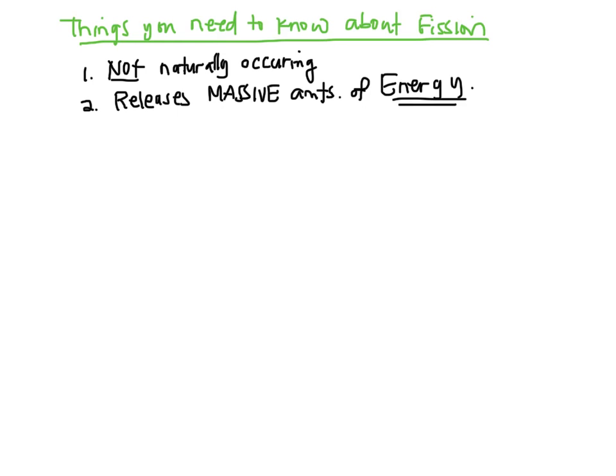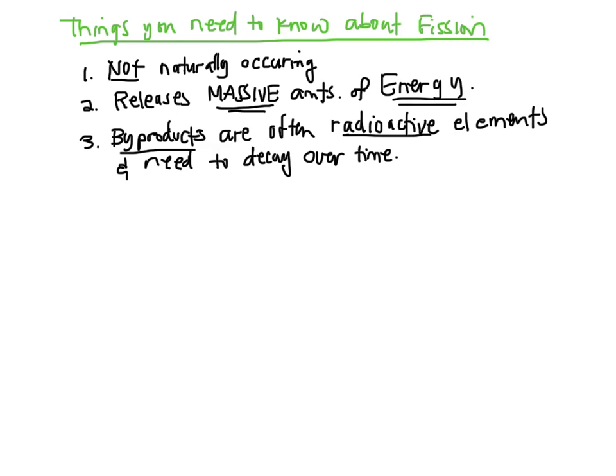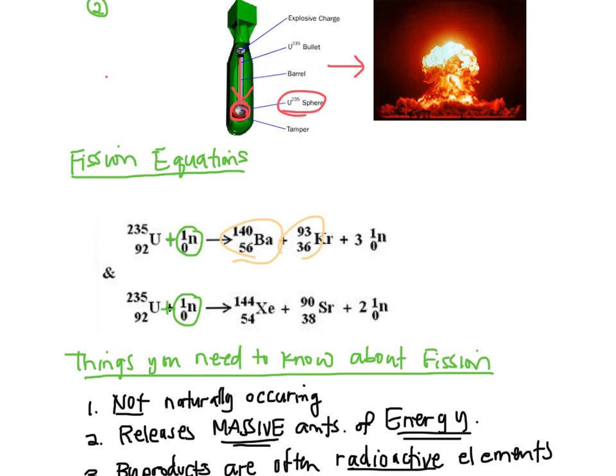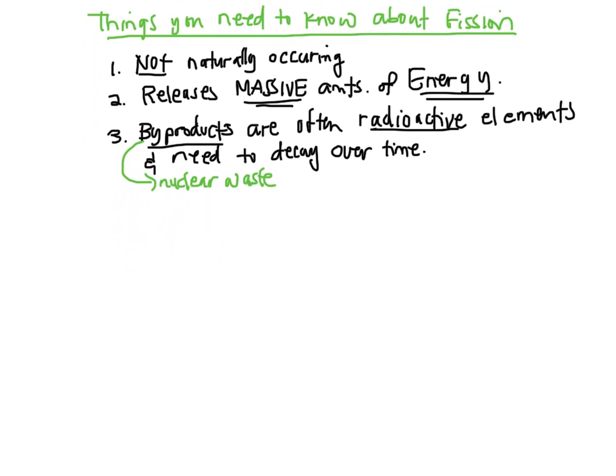Fission reactions release massive amounts of energy, more energy than you'll ever get from a chemical reaction. Another thing is that the byproducts of fission are often radioactive elements, and they would need to decay over time. Those radioactive elements, those byproducts, that's your nuclear waste. They need to be stored somewhere where they can safely decay and not get into our environment. So back up here where we talked about the decay products, these products right here are often radioactive. And so we need to store them properly so that they don't get into our water and hurt us.